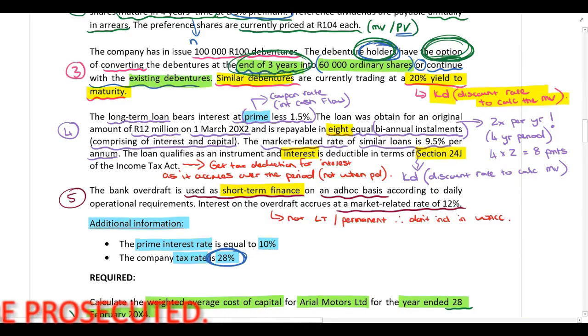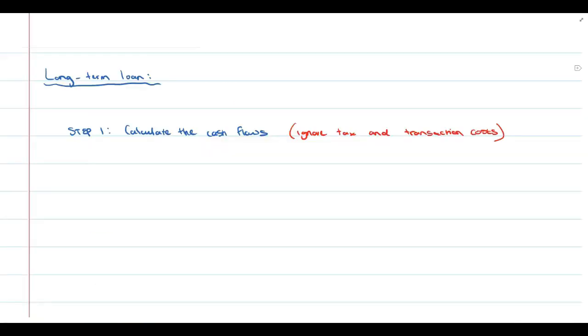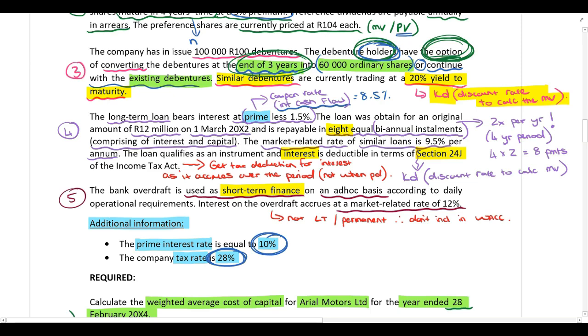So for the loan, we know that it bears interest at prime less 1.5%. So if the prime lending rate is 10%, prime less 1.5% is going to give me 8.5%. So if I want to calculate my interest cash flow, which is exactly what we are doing in step 1, that means I need to use 8.5% as my interest rate. We know that the original loan amount was 12 million rand, so that's going to be my present value.